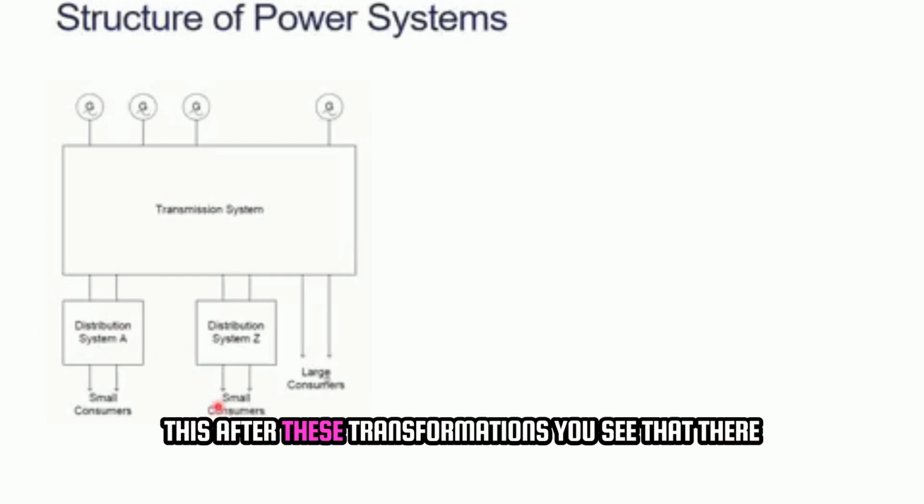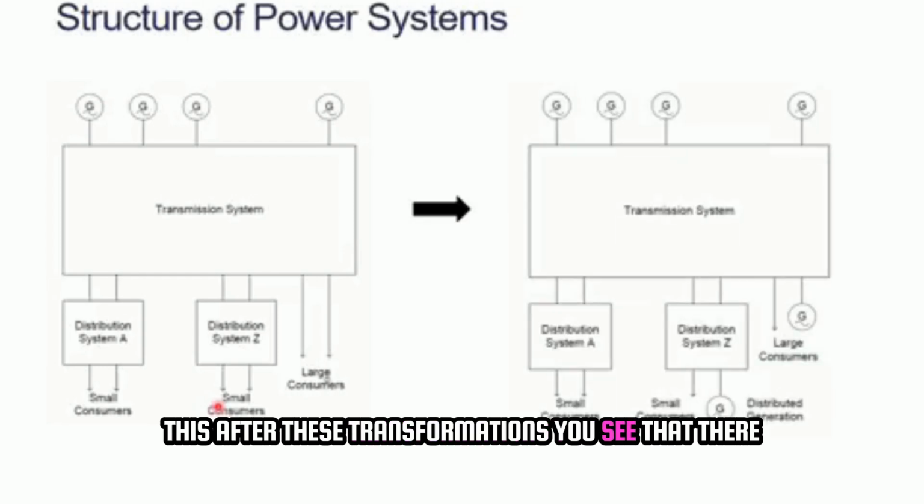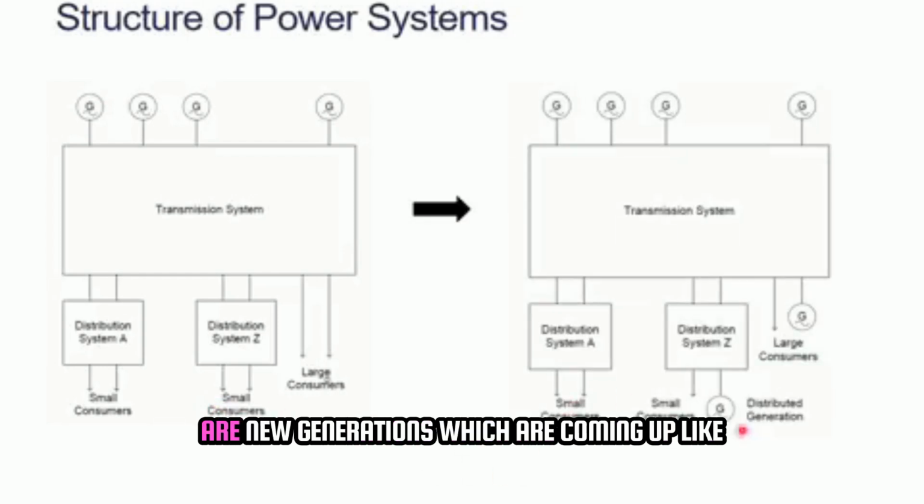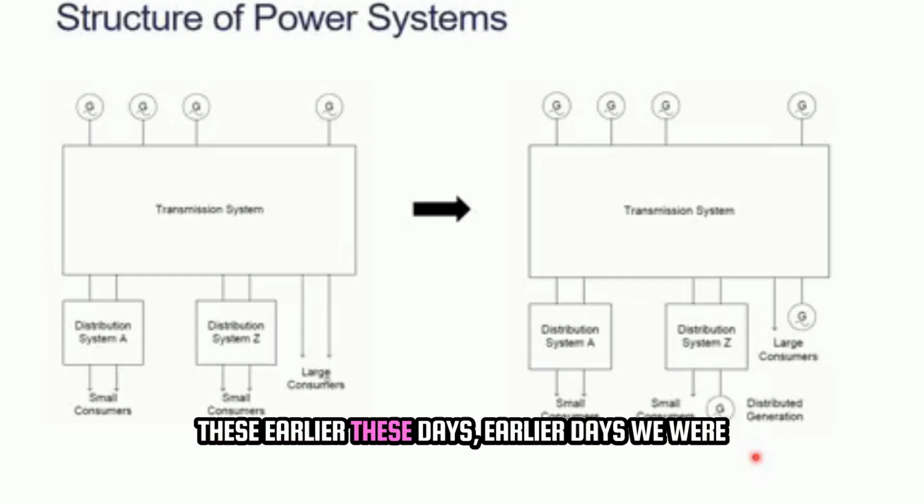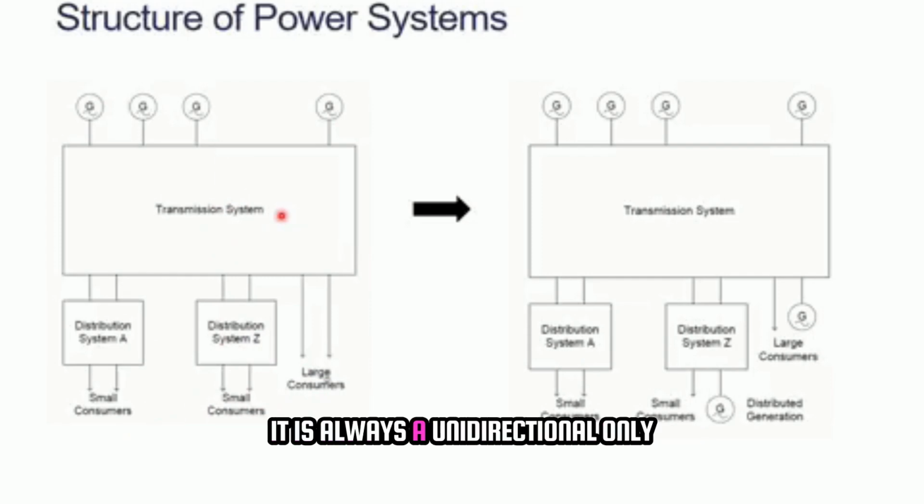After these transformations, you see that there are new generations coming up, like small generators such as solar, wind, batteries, EVs. In earlier days we were not allowed to generate at this level and to inject power at the transmission side. It was always unidirectional.